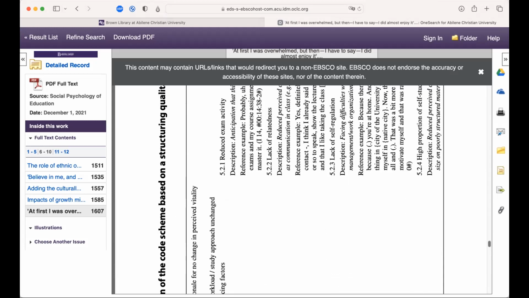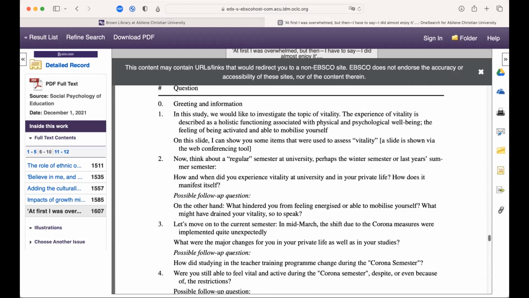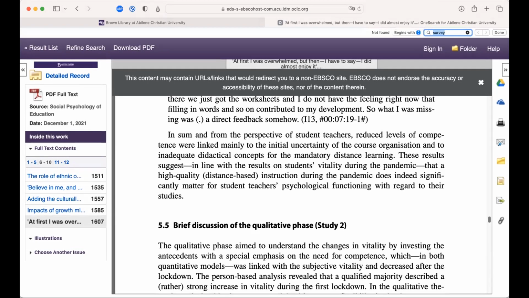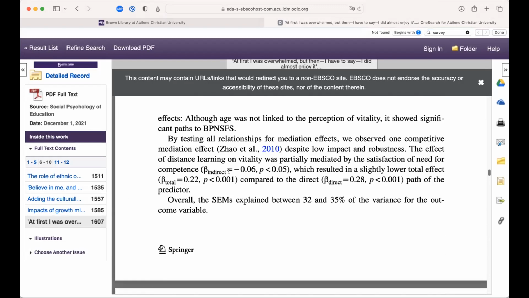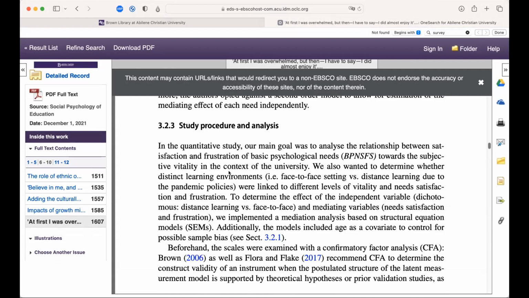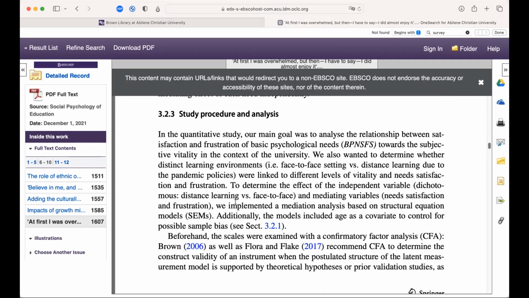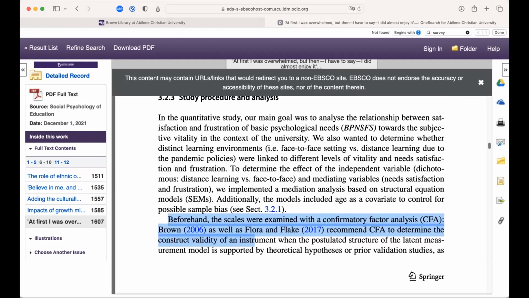So you can see the interview that they used for the qualitative part. And let's see. So, study procedure. And they were using a pre-created process to check their questionnaires.